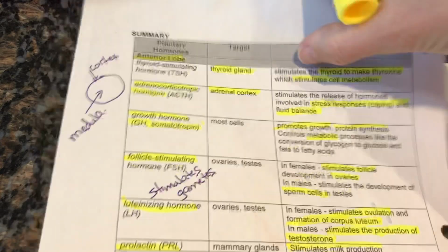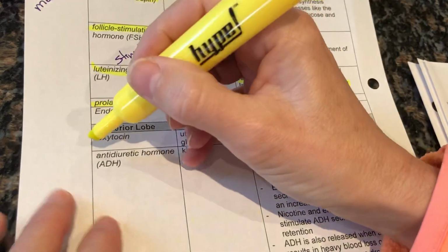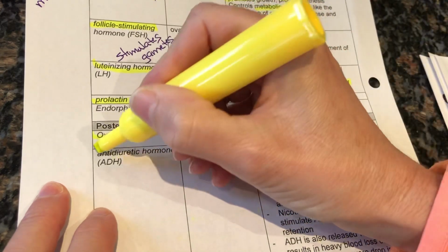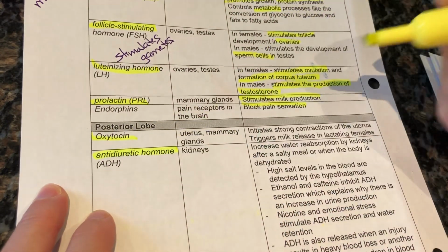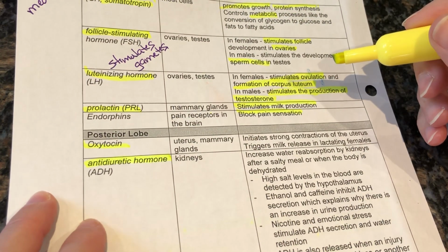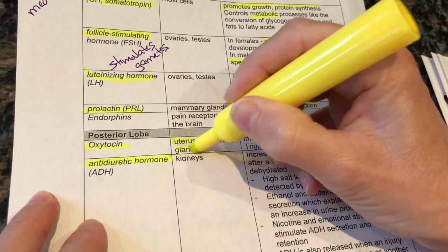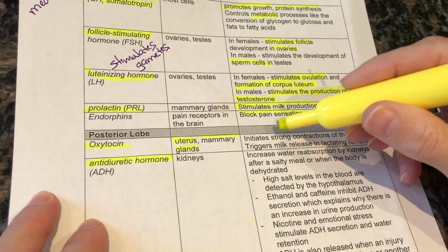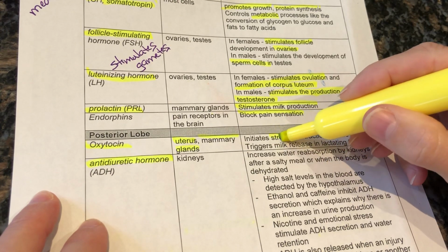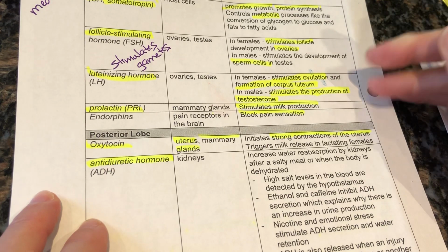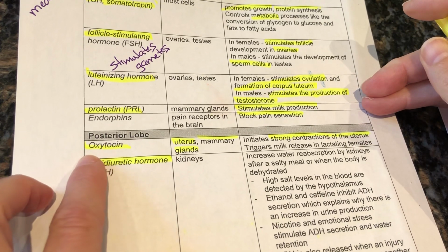All right, the posterior pituitary has oxytocin and ADH. Okay, so oxytocin has target cells. Those target cells are in the uterus and the mammary glands. All right. So what this does, oxytocin triggers strong contractions of the uterus during childbirth. So during labor, this hormone starts to kick in.